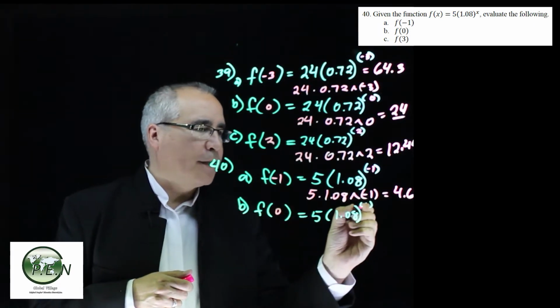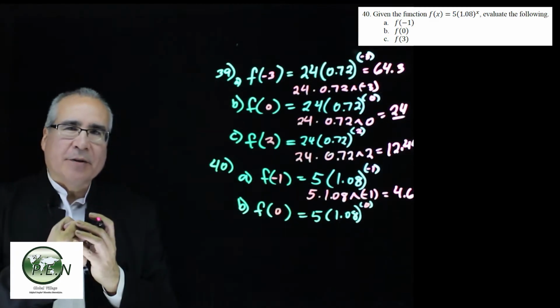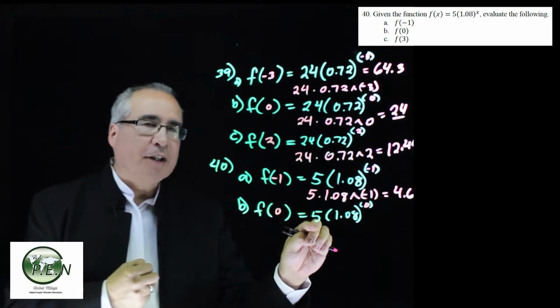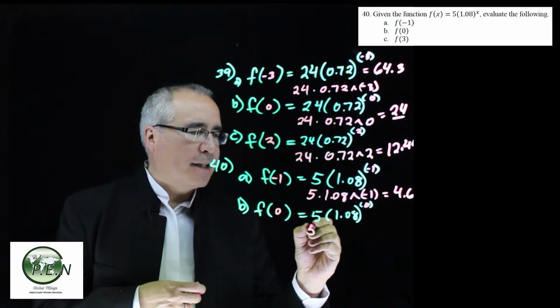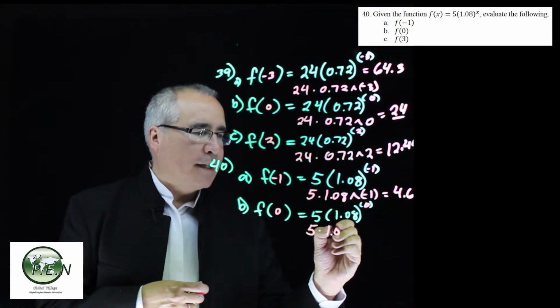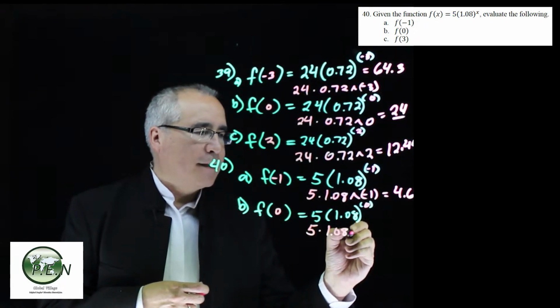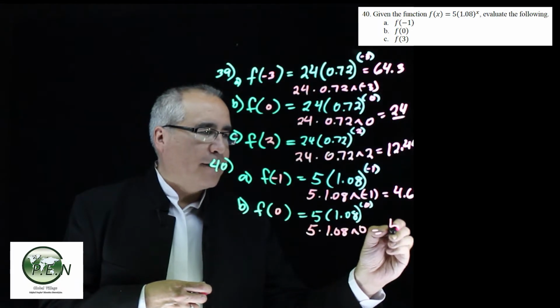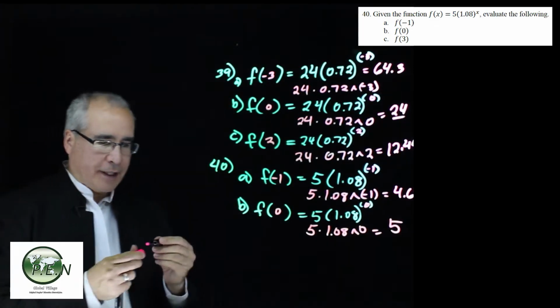And this is a very important value. This is the initial value, isn't it? Times 0, we should get 5. And when you do the calculation, you definitely get 5. Times 0 gives us 5.